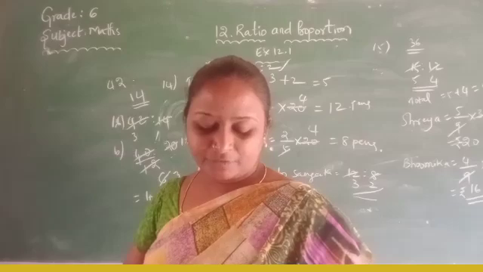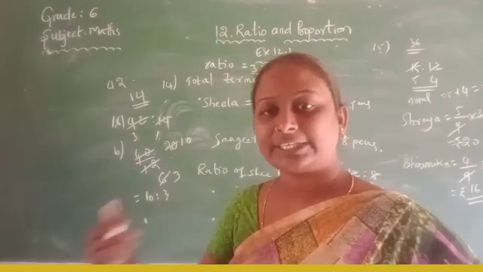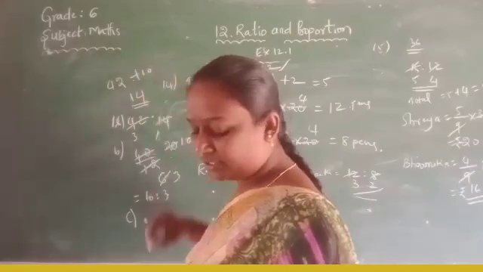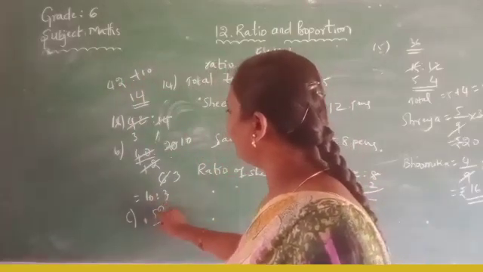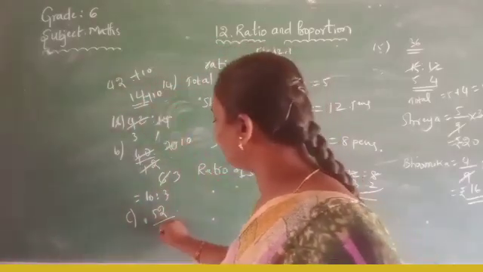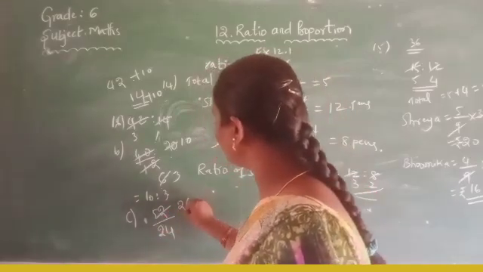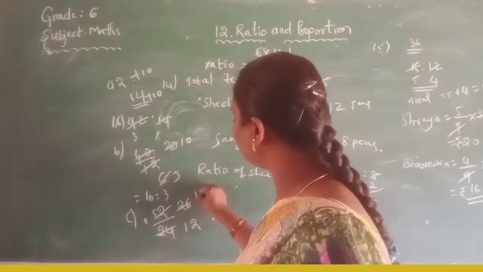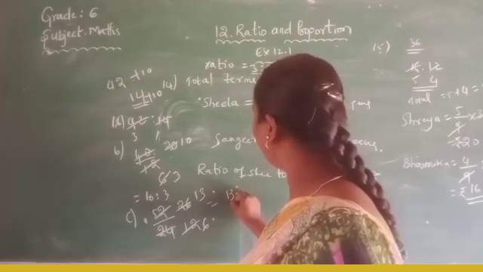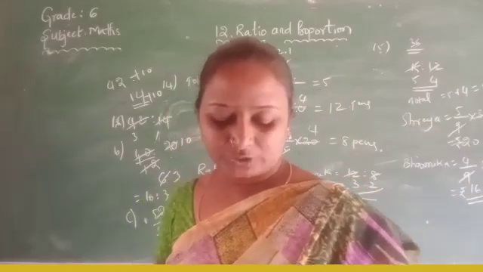Next, the third one: the age of father after 10 years to the age of son after 10 years. The age of the father after 10 years means you have to add. After 10 years, how much? 42 plus 10, total 52. 52 by the son's age after 10 years, 14 plus 10, 24. You can simplify this: 2 twos are 4, 2 sixes are 12, again 2 ones are 2, 2 threes are 6. Is it possible to divide further? No. Then what is the ratio? 13 is to 6.